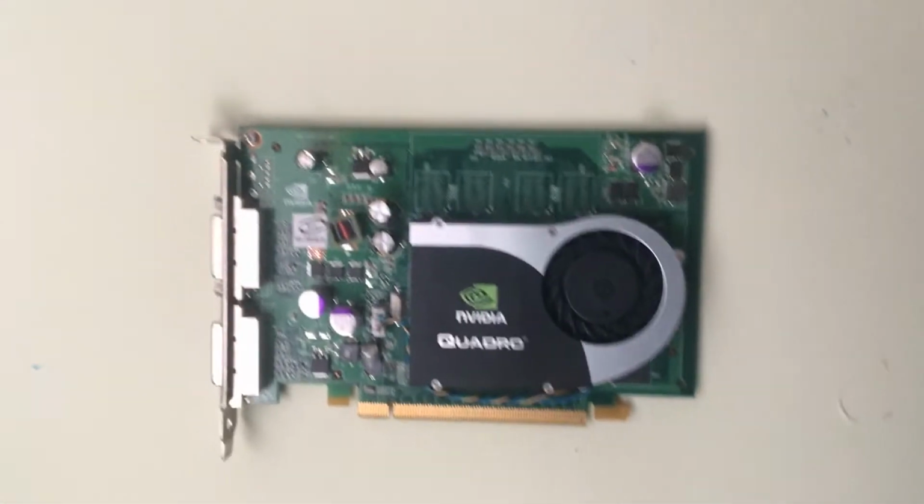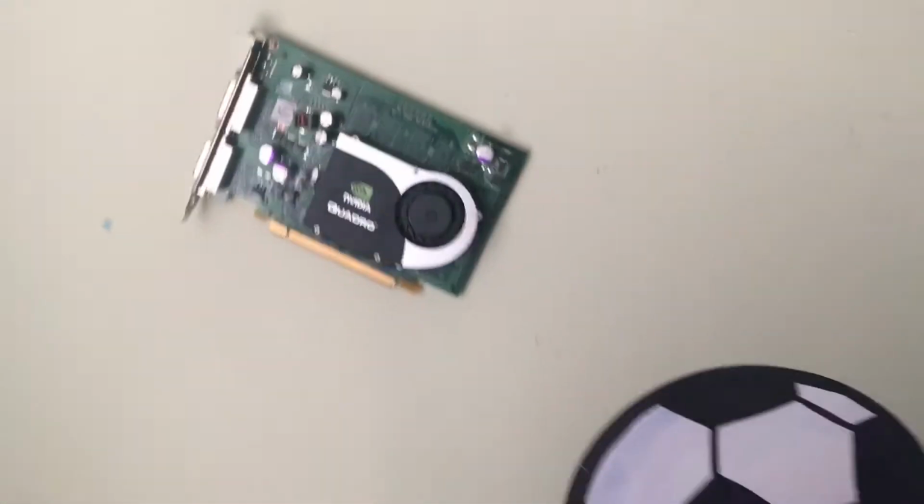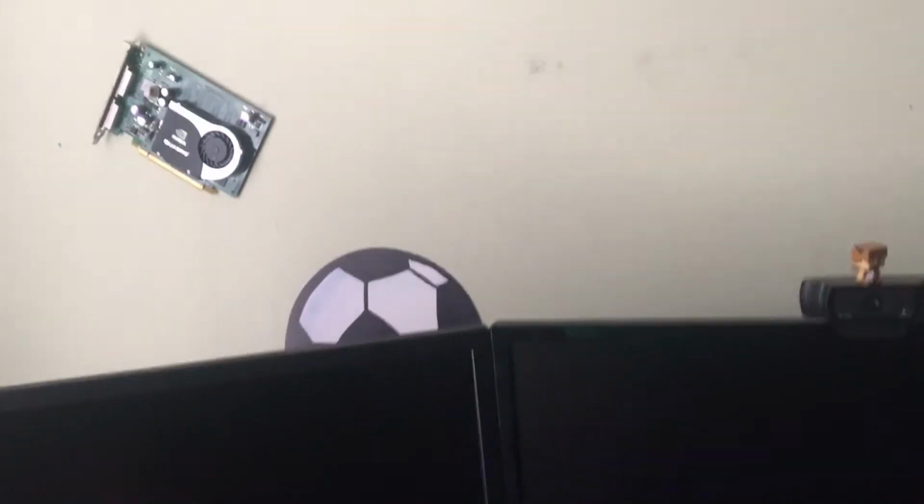And here's my graphics card. It is an NVIDIA Quadro. I'm just kidding, guys. Don't forget to give me hate. That's not my graphics card. My graphics card is my computer, which is good.